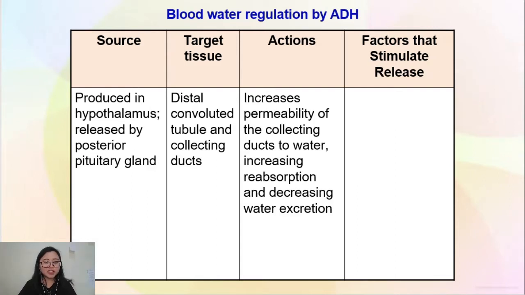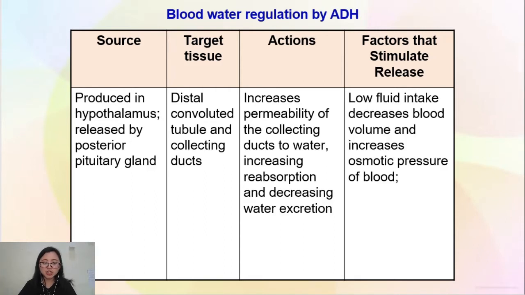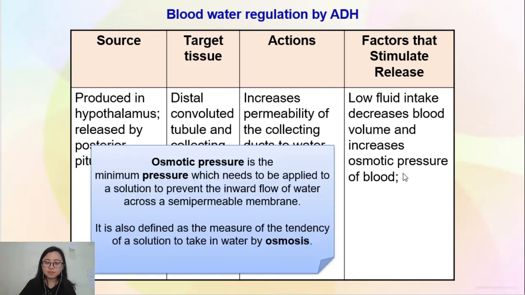What are the factors that will stimulate the release of ADH? What tells the hypothalamus to make more ADH? The factor is low fluid intake. When you have low fluid intake, it decreases the blood volume and increases osmotic pressure of blood. Kita punya blood volume, like the volume, how much blood we have, will decrease a little bit. And that means the osmotic pressure of the blood will increase.